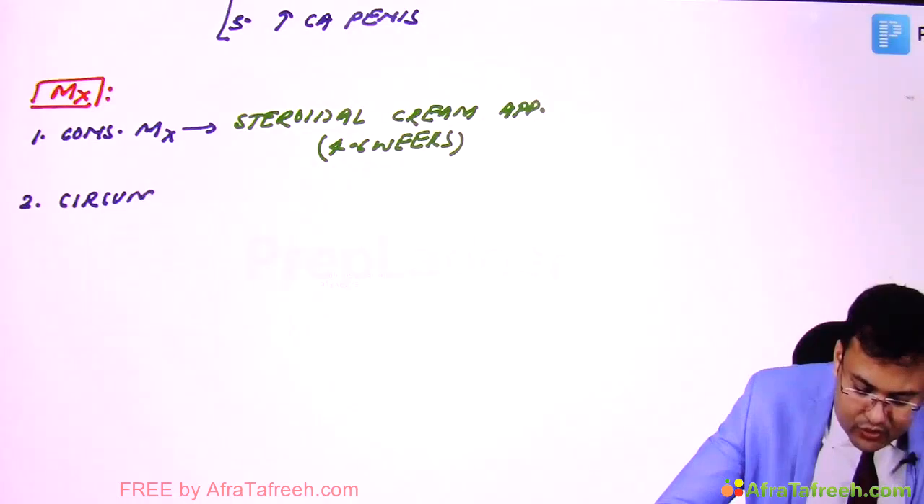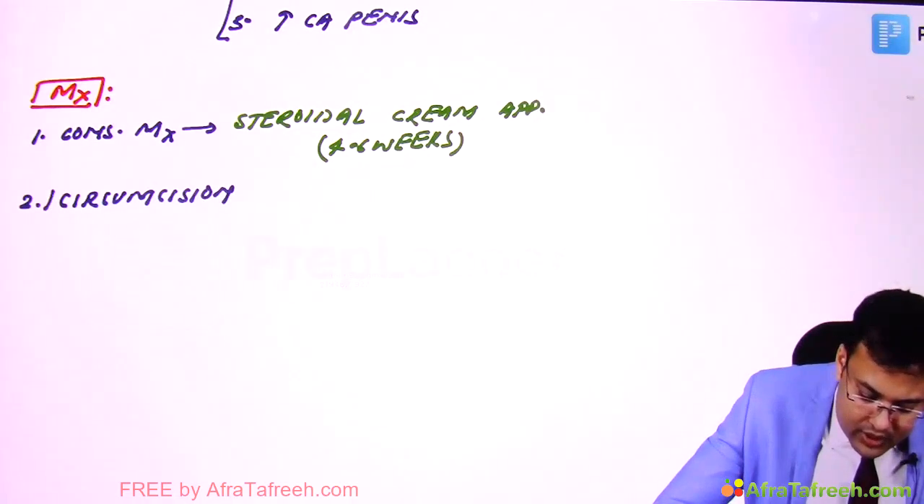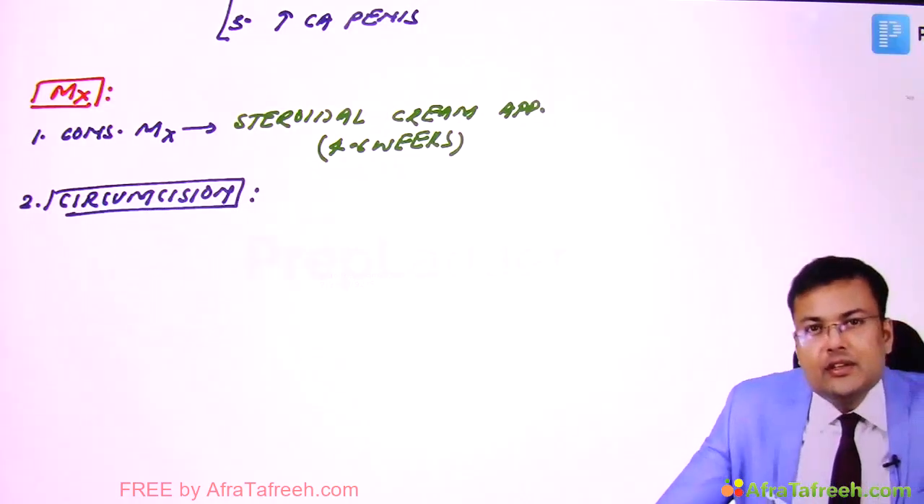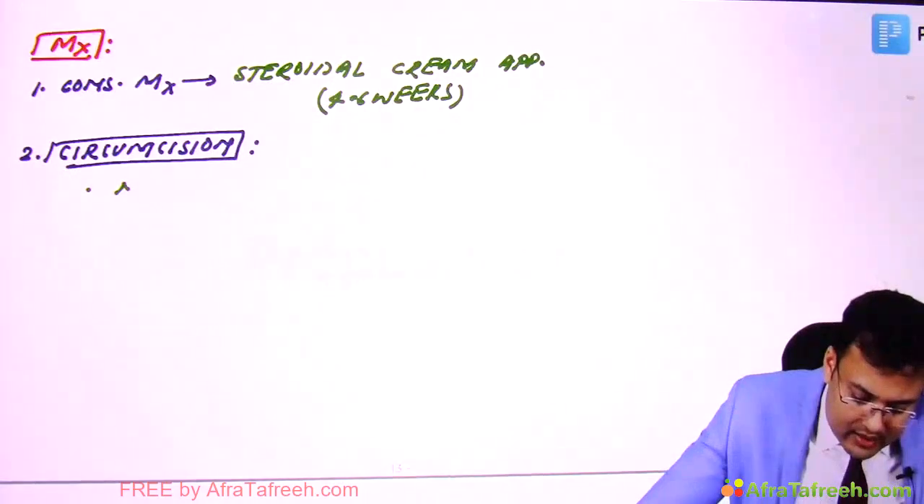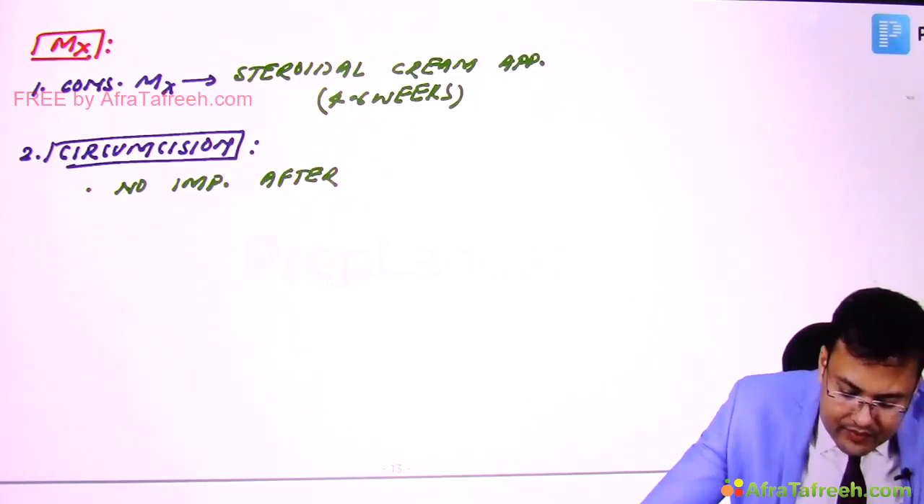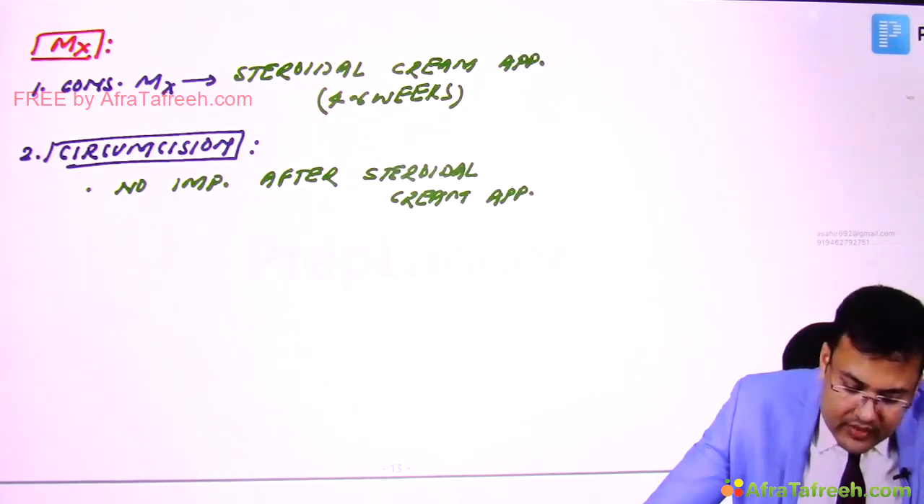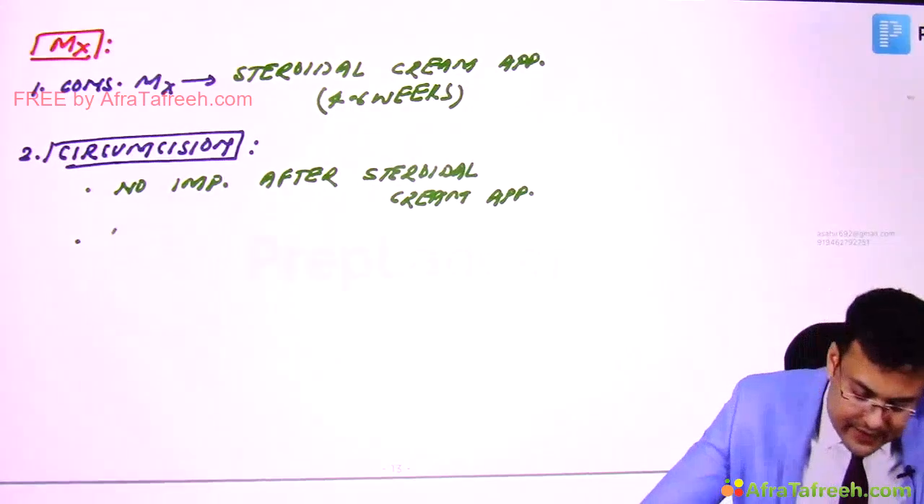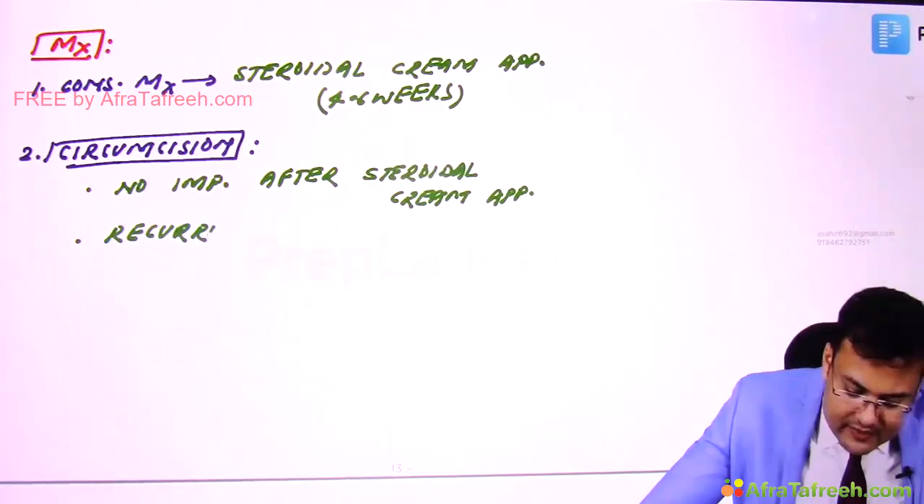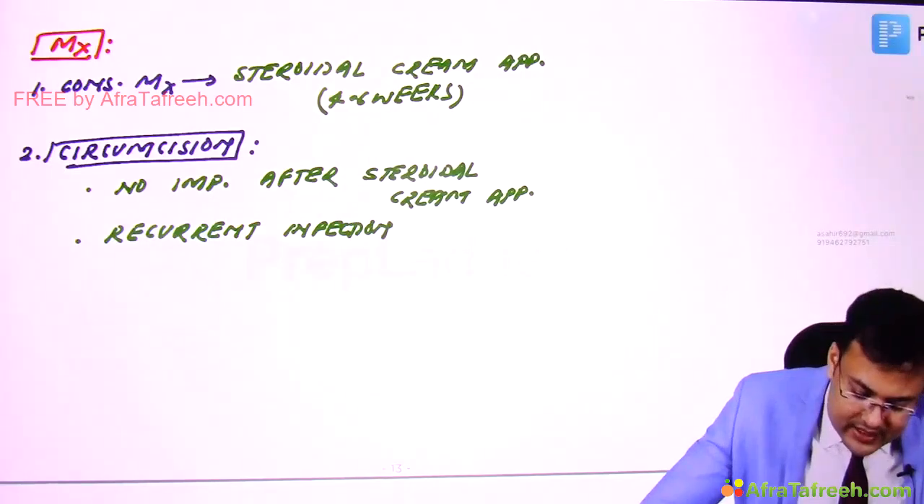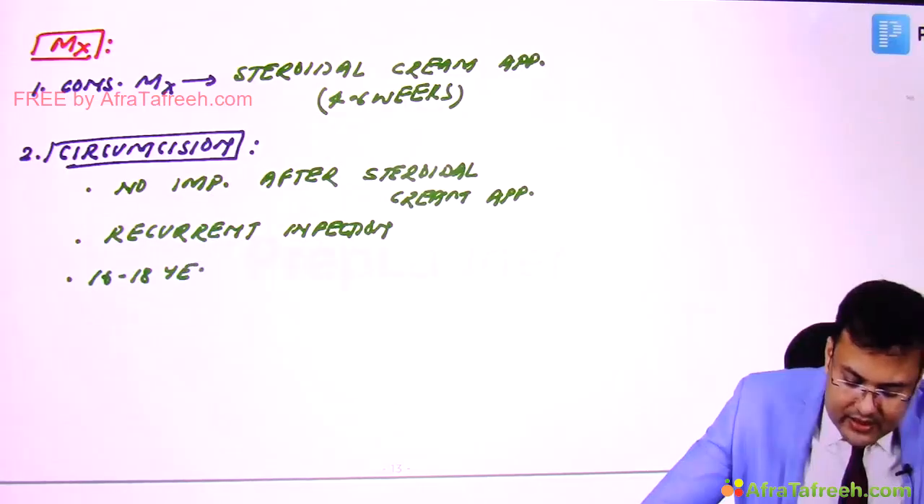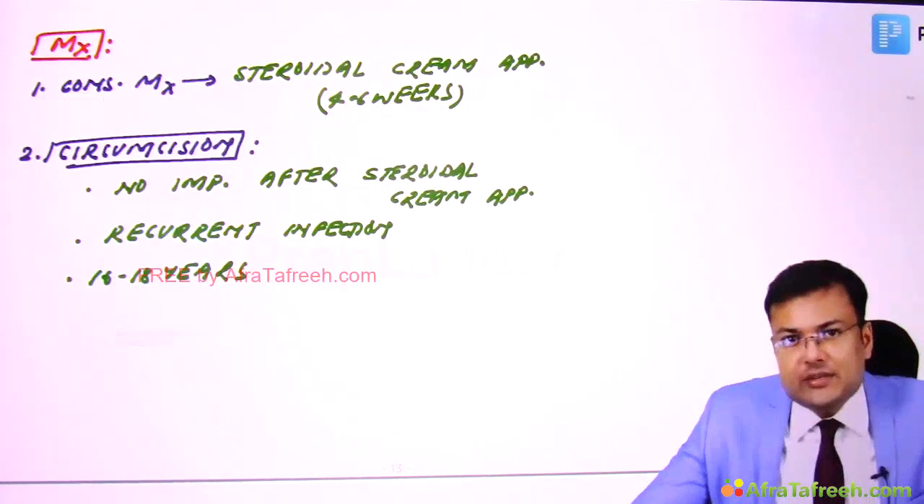This question was asked 2 to 3 times in All India: what are the indications of circumcision? So first, no improvement after steroidal cream application. Second, history of recurrent infections, and if the age of the patient is 16 to 18 years. Clear? So in these cases we should go for circumcision.